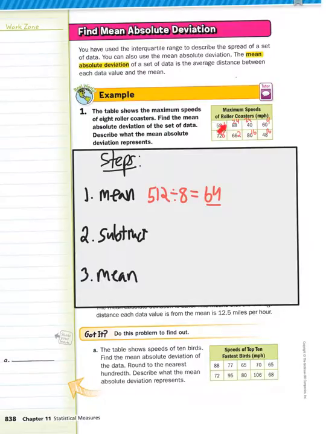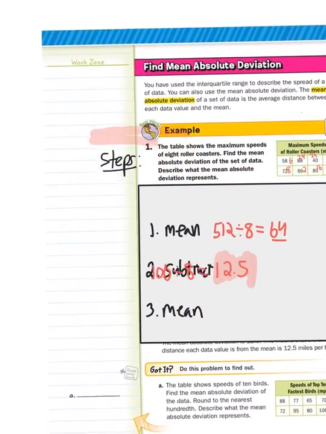So I have to add up 6, 24, 24, 4, 8, 2, 16, and 16. They add up to 100, and then I divide by 8 because there's 8 numbers, and I get 12.5. Now remember how it said, describe what the mean absolute deviation represents. So what is that 12.5? What does that actually mean? So we'll write that down over here in the workspace.